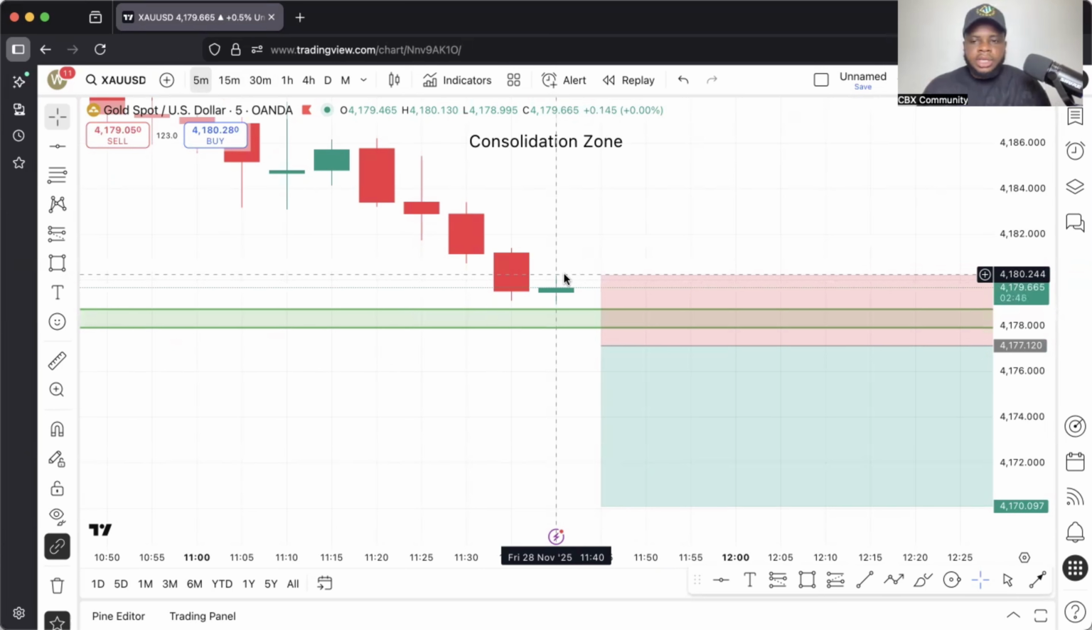The 5-minute candle is left with 2 minutes before the candle will close. So let's be patient. Let's allow the 5-minute candle to close.